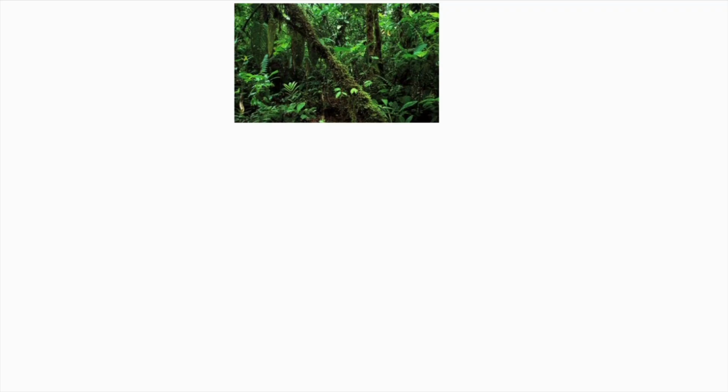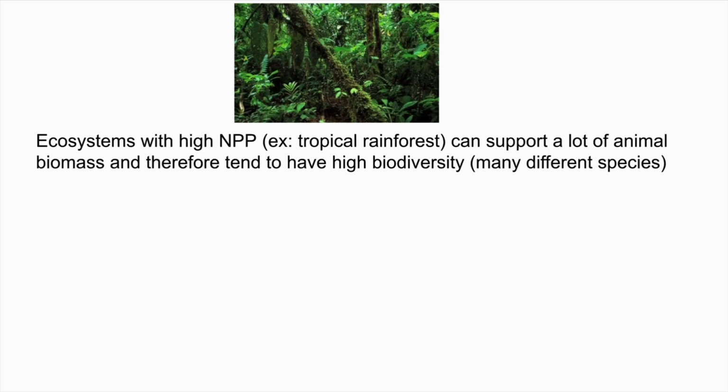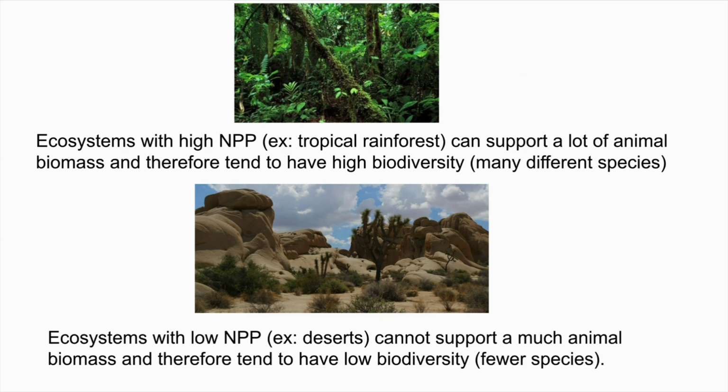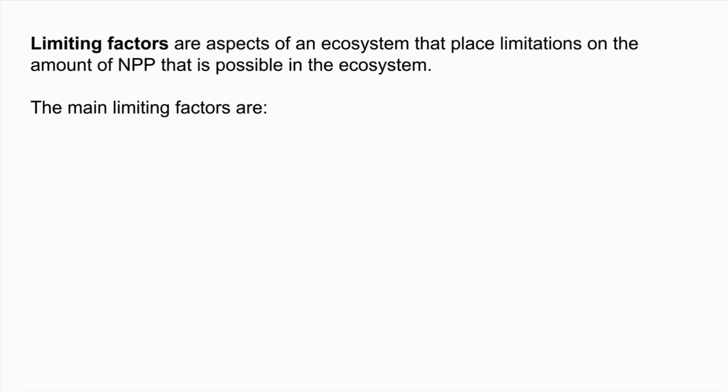So let's look at a rainforest here. Okay, so a rainforest has a high NPP, right? There's a lot of primary productivity that's happening there. So it can support a lot of animal biomass and a lot of biodiversity. Whereas a desert, you can see there's not a lot of plants here because there's limits on how much photosynthesis can happen here. We're going to talk about that next. And so ecosystems with low NPP, like deserts, they're not going to be able to support as much animal life, and therefore they're going to have low biodiversity.